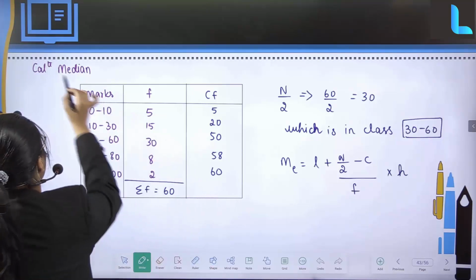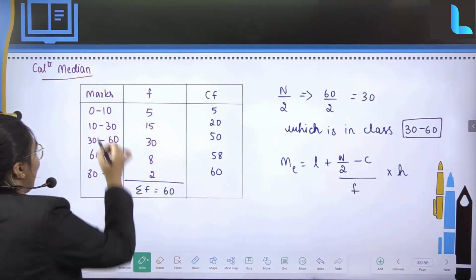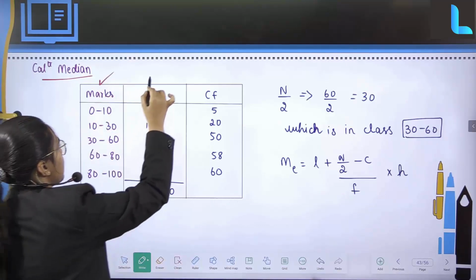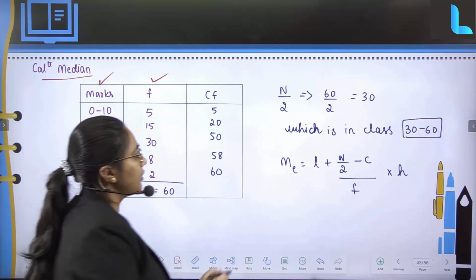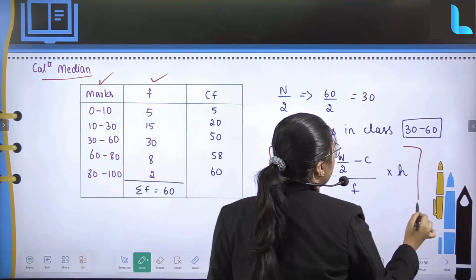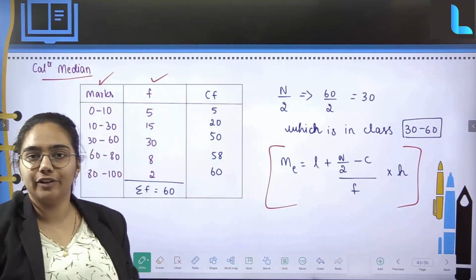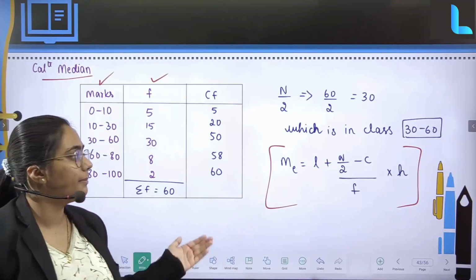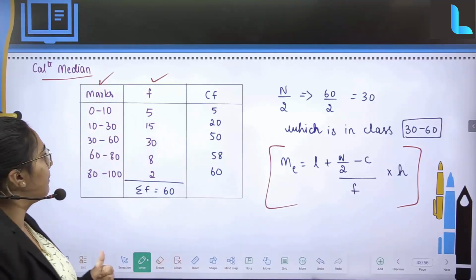So the next question, you have to find out the median. The provided grouped data, that is marks and frequency, is given. So in this question, what is going to be the formula for median? The formula for median is lower limit plus n upon 2 minus cumulative frequency, divided by frequency, multiplied by h. Right.